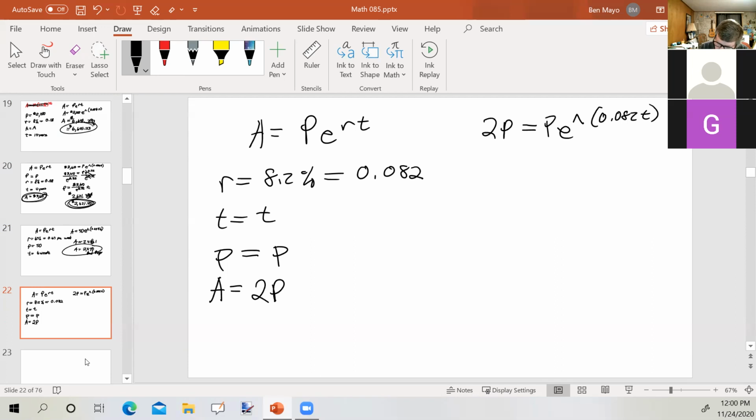Now, the next thing I'm going to do is divide both sides by P. And voila, it's gone. So we didn't need it. Just the fact that it was going to double was all we needed. Okay with this?